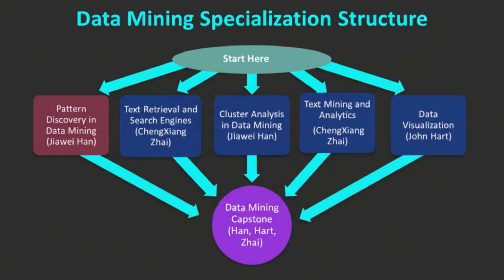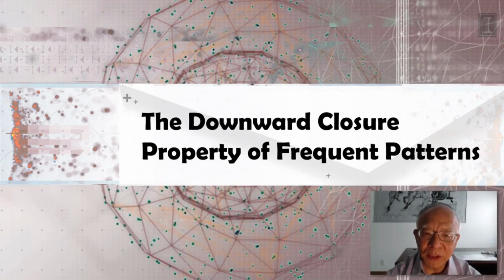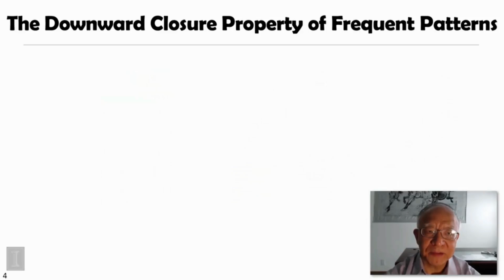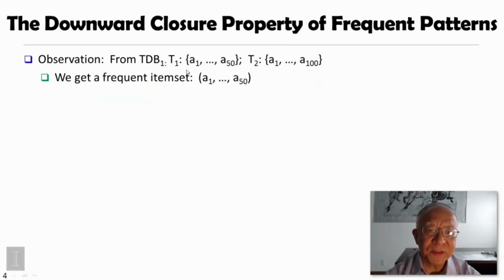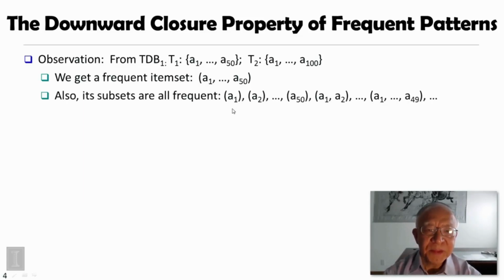We are going to introduce a very important property of frequent patterns, which is called the downward closure property of frequent patterns. Let's look at this simple transaction database, TDB1. It contains only two transactions, T sub 1 and T sub 2. Suppose we get a frequent item set A1 to A50. Then we can clearly see all its subsets, like A1, A2, or A1, A2 as an item set. They are all frequent.